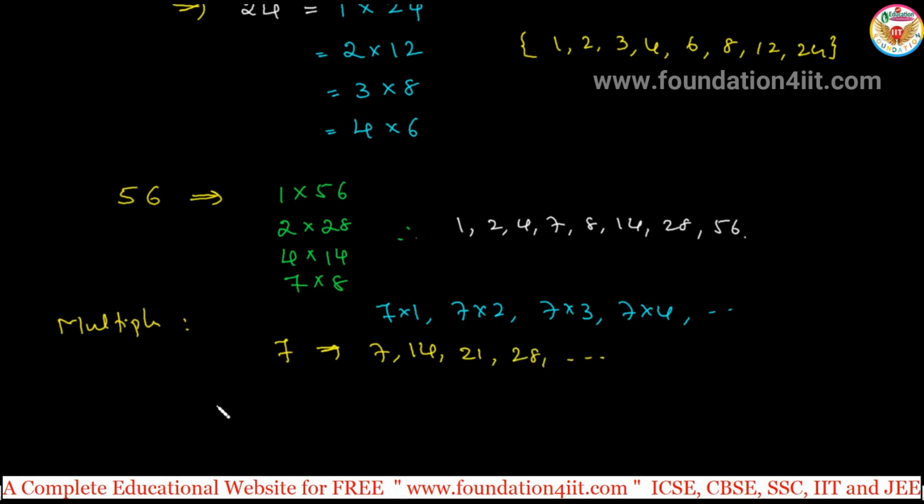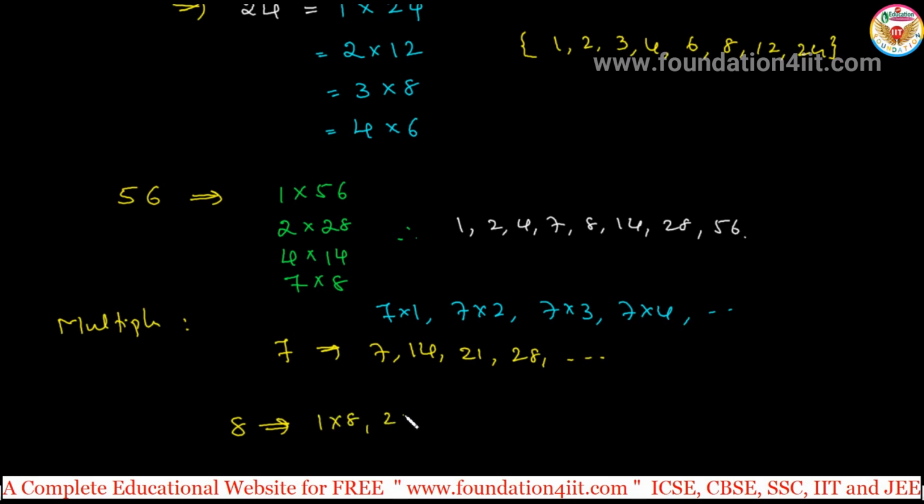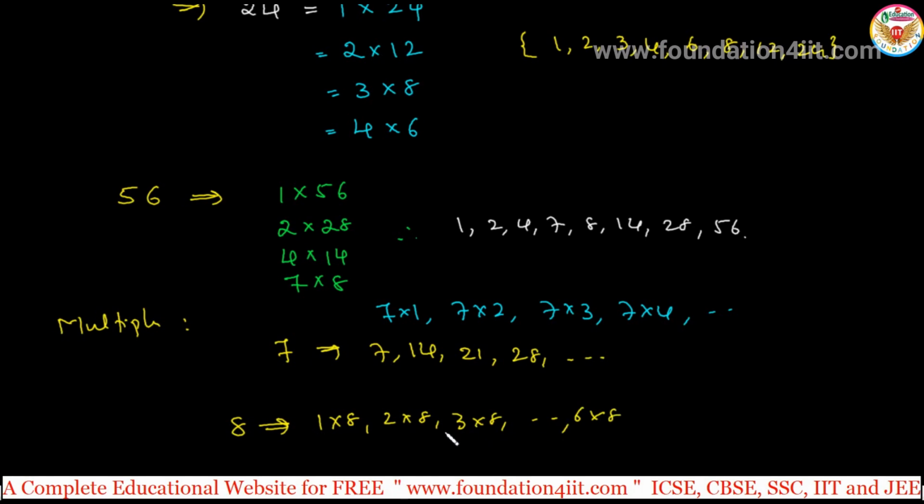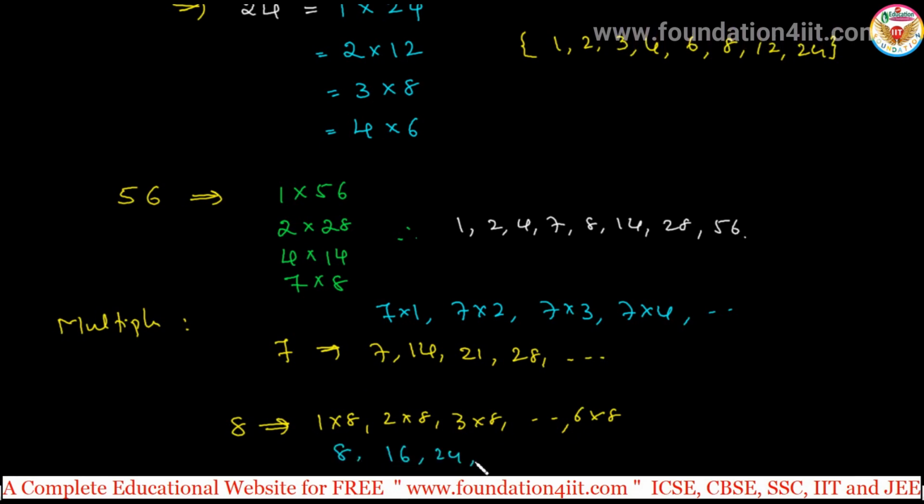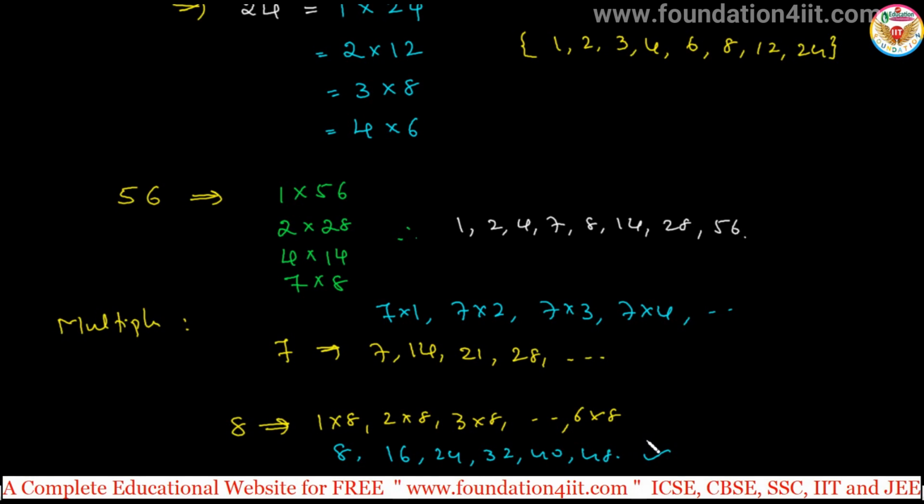They are asking: write the first 6 multiples of 8. First 6 multiples of 8. So 1 into 8, 2 into 8, 3 into 8, and so on up to 6 into 8. This you have to calculate. So therefore the first 6 multiples of 8 are 8, 16, 24, next 32, 40, 48. Okay, this way we can do factors and multiples, because mainly this concept in the divisibility rules we are going to explain. So just as I said here now.